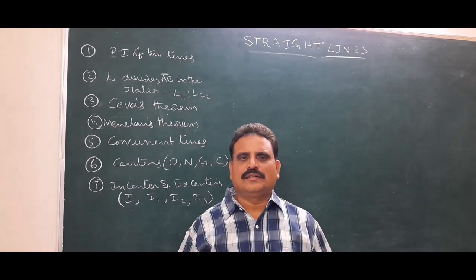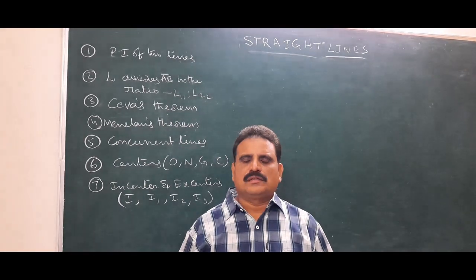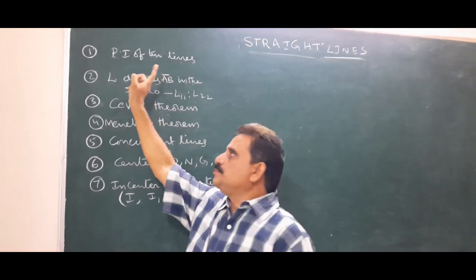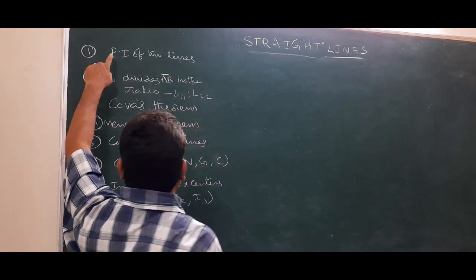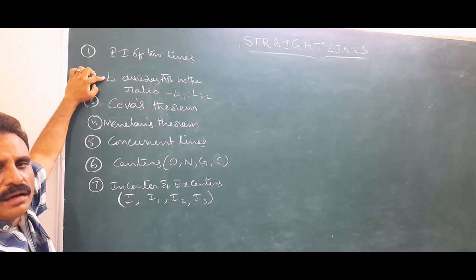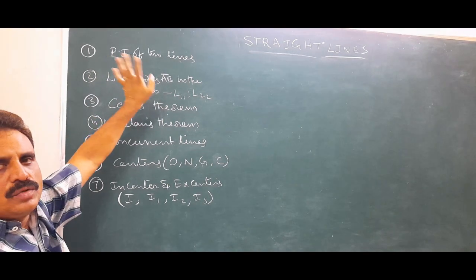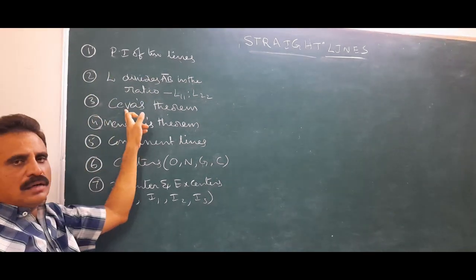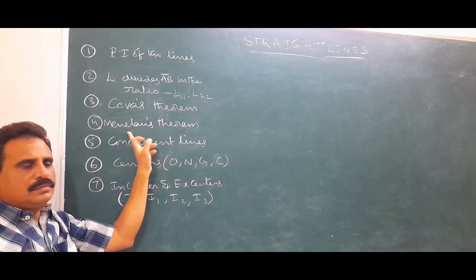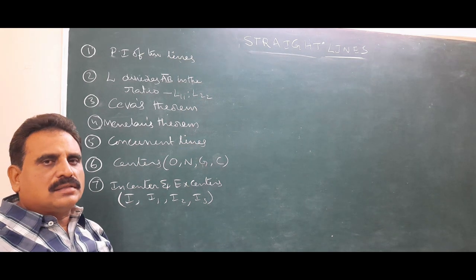In this tutorial, we discuss the concepts of straight lines, part 4. Let us see the points. First one, point of intersection of two lines. Second, the line L divides the line joining AB in the ratio -L11 is to L22. Next, third one, Ceva's theorem. Fourth one, Menelaus's theorem. Fifth one, concurrent lines. Sixth, centers.